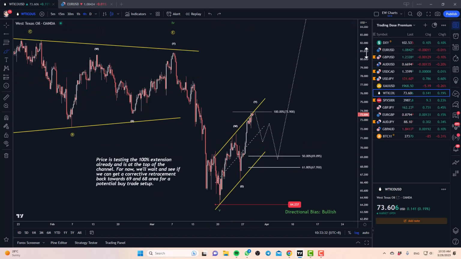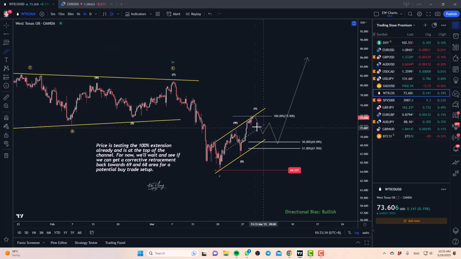So give it some time. I think by next week we may get a clearer idea of what structure this is developing. Should we look for a buy or should we look for a sell? But for now, this is the primary projection. If you can get a corrective structure retracement, we'll be bullish on that.